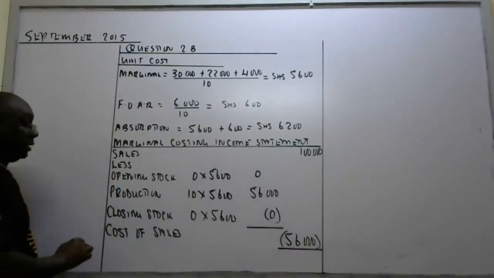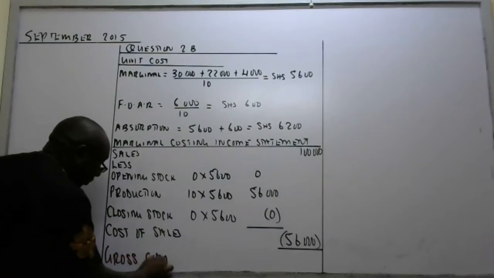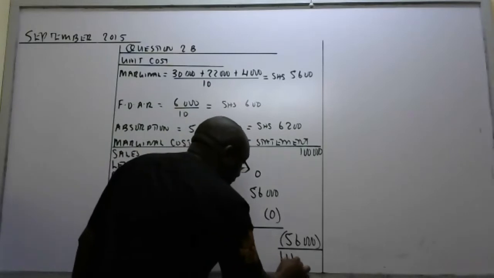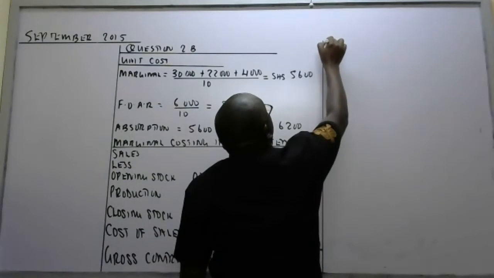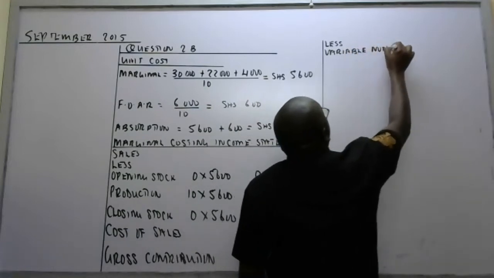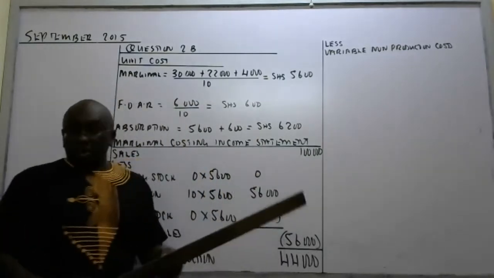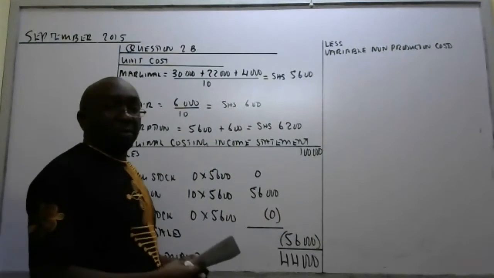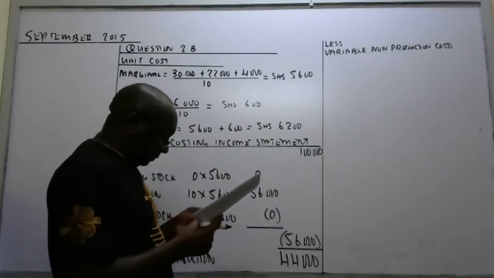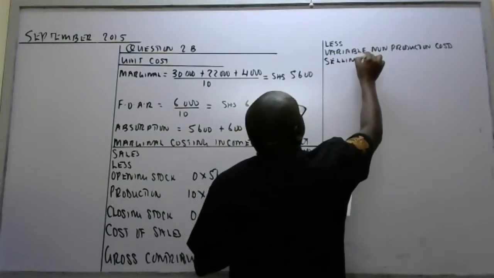And when you have that, you get something we call gross contribution. That would be 44,000. Then you proceed and say less variable non-production costs. So the variable non-production costs that we are supposed to less, we have the selling overheads, selling and distribution.